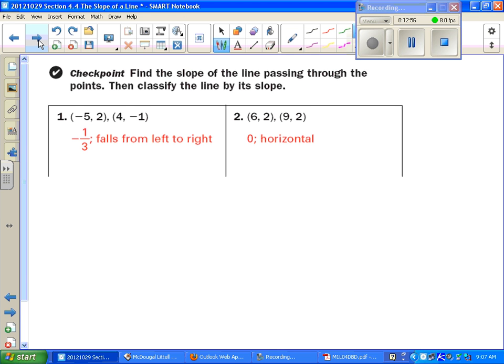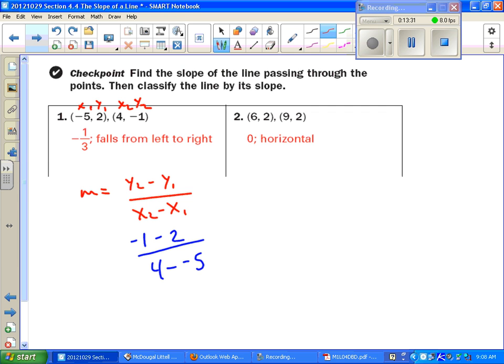The first checkpoint says find the slope of the line passing through the points, then classify the line by its slope. -5, 2, and 4, -1. Easiest way to do it, x comma y, sub 1, sub 2. M equals the change of y over the change of x. Plug the values in. Change of y is -1, y sub 2, minus y sub 1, 2, over x sub 2, 4, minus x sub 1, -5. Minus a negative. That's the part that messes people up. Means plus a positive right there. -1 minus 2 means -3 over 4 plus 5 is 9.